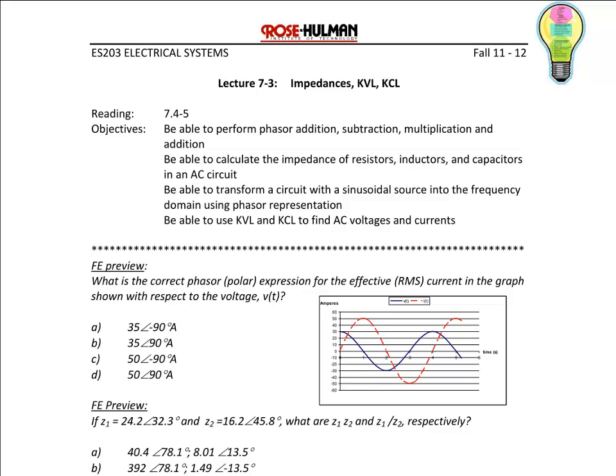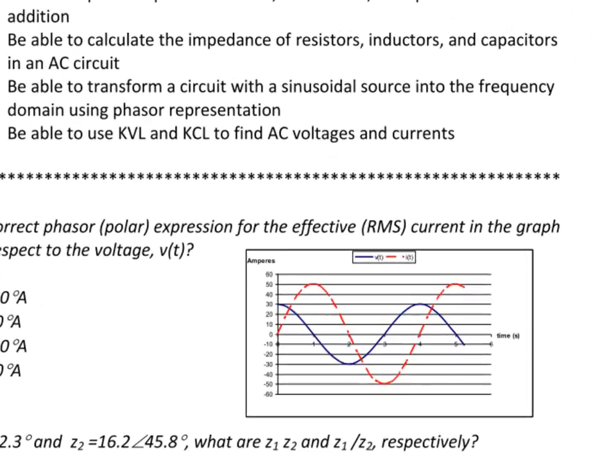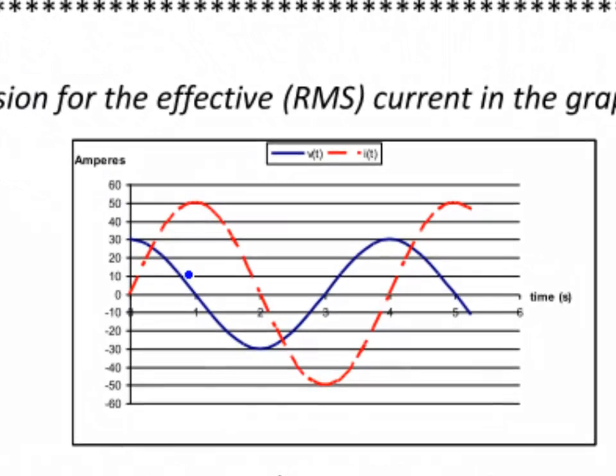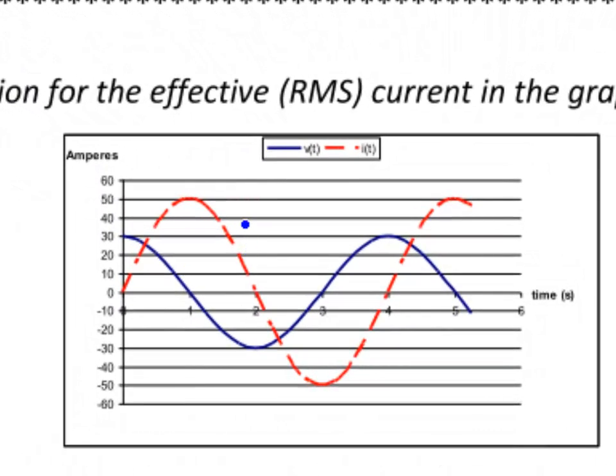Before we get started, let's do a simple review of things we've talked about already. The first one: what is the correct phasor polar expression for the effective RMS current in the graph shown with respect to the voltage v(t)? If we look at this figure, the voltage v(t) is the blue line, the current i(t) is the red line. What you should quickly notice is that the blue line is a positive cosine, and that the red line is a sine.